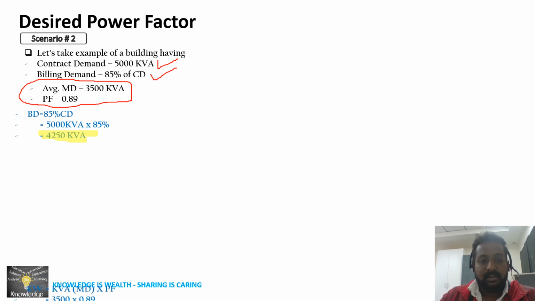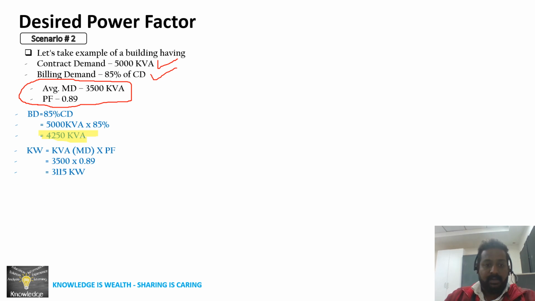Okay, so next is on kilowatt. Our maximum demand is 3500 kVA. Power factor is 0.89. So simply, kilowatt is equal to kVA into power factor, 3500 into 0.89, it is 3115 kilowatt. So it is a 3.1 megawatt load building.